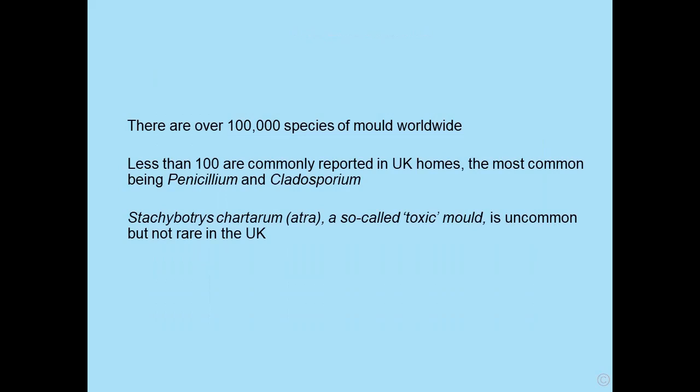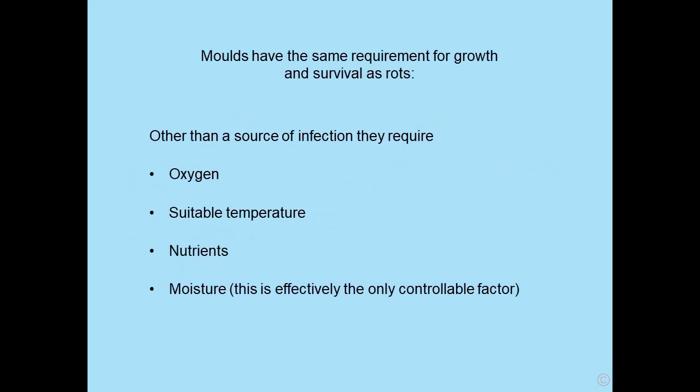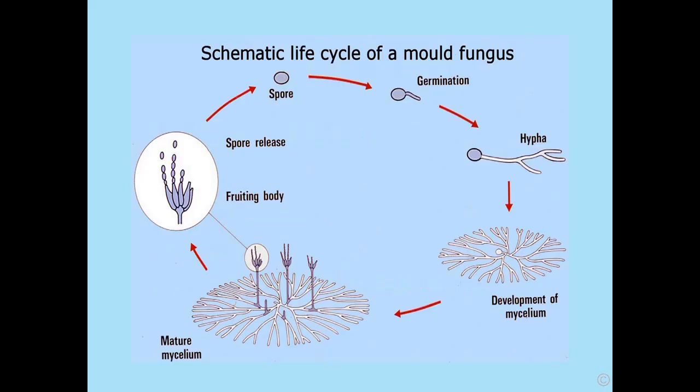There are over 100,000 species of mould. Less than 100 are commonly reported in the UK, most being Penicillium and Cladosporium. Stachybotrys atra, a so-called toxic mould, is uncommon, but it's not rare in the UK. They have the same requirement for growth and survival as rots. Other than a source of infection, they require air, oxygen, suitable temperature, nutrients and moisture. And in the case of a mould, moisture is effectively the only controllable factor.